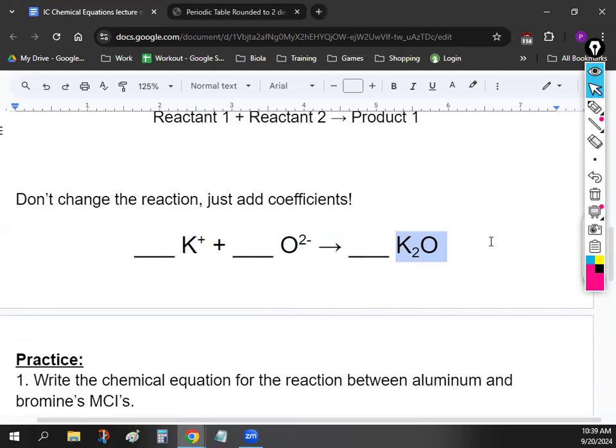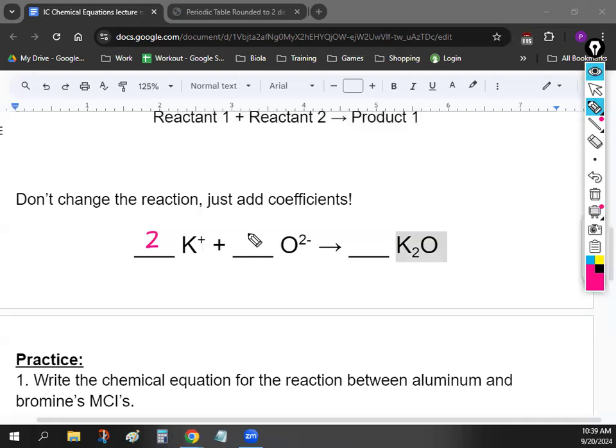Now, in a chemical equation, we also need to specify how many of each we had. So if you look at the problem we just did, we said that we needed 2 K+, we needed 1 O2-, and it produces 1 molecule of K2O. Okay, and so this is what the chemical equation for what we just did looks like. So take a second to copy this down, because this is a general format that will help you out.